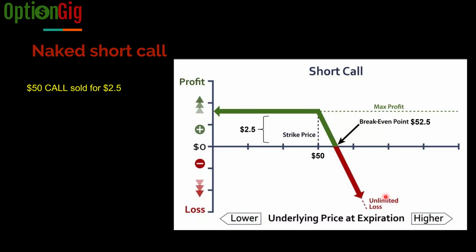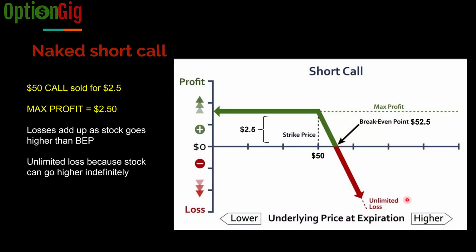So your break-even point is now $52.5. But if the stock continues to go higher than 52.5, your trades start to incur losses. And in this case, the losses could be unlimited because the stock could go to infinity. But your maximum profit is the initial credit that you have taken, which is $2.50. So now how do we limit these unlimited losses?